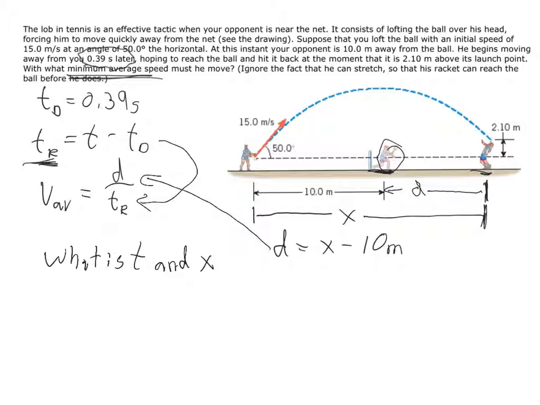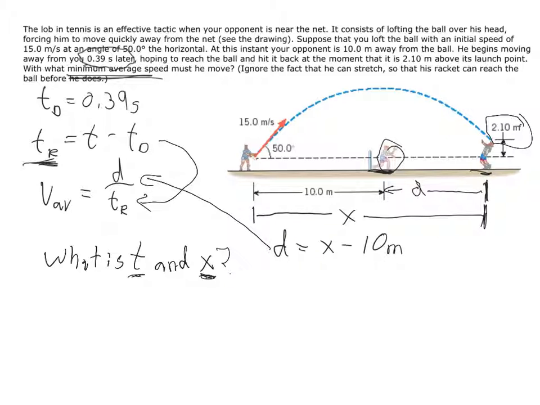So some of you might, to find X, say, oh, I'll just use the range equation, piece of cake, and then I can go from there. But it's not that easy. Since it's landing 2.1 meters above where it starts, you cannot use the range equation. So we want to find T and we want to find X. So to do that, we have a standard projectile motion type problem. So to follow the process that we need to do, we need to take everything, break it into X components and Y components, and go from there.